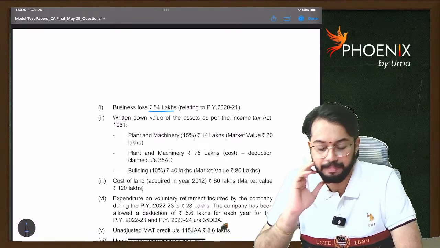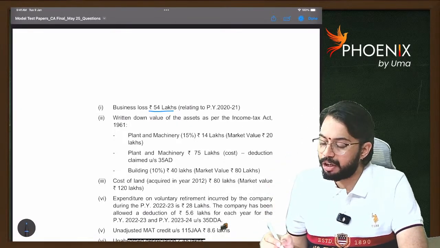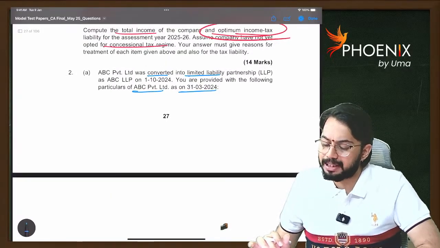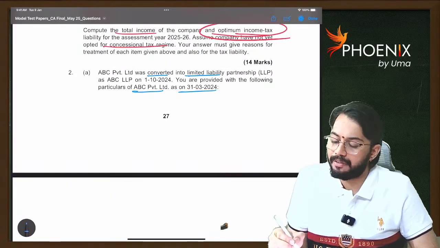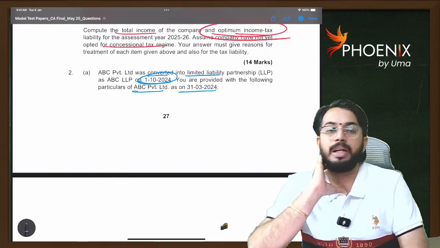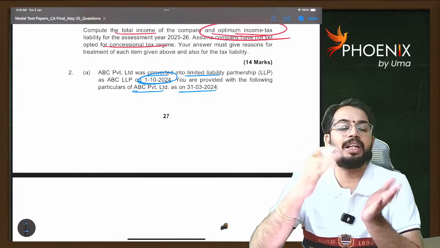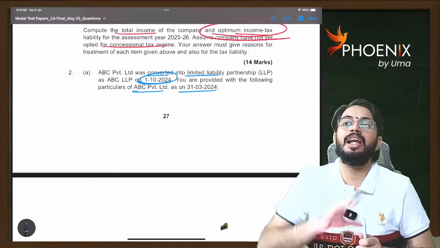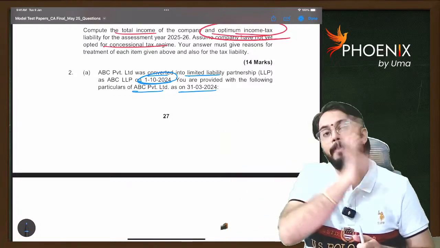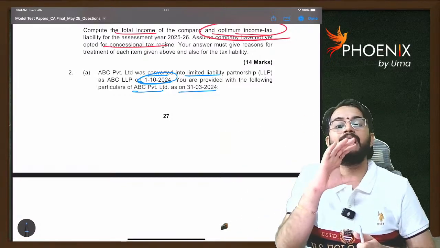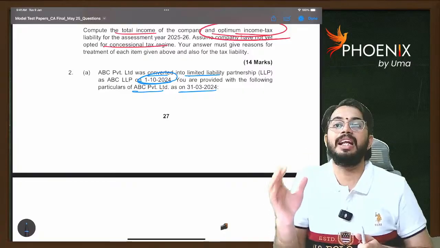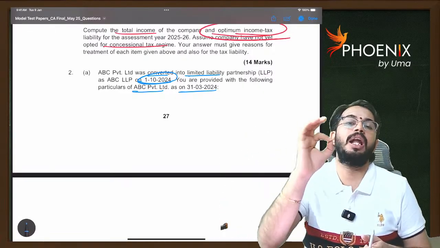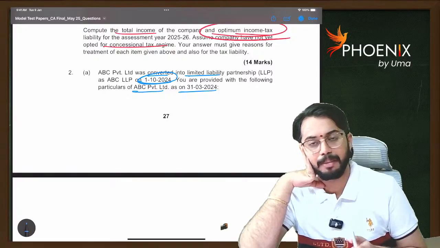Are you able to understand? Written down value of assets as per Income Tax Act. Conversion took place on 1st October 2024. If conversion takes place in the middle of the year, what will we do? We will calculate depreciation for the whole year for the private limited company. The depreciation for the whole year is to be apportioned between the private limited company and the LLP based on the number of days of usage. Are you able to understand?